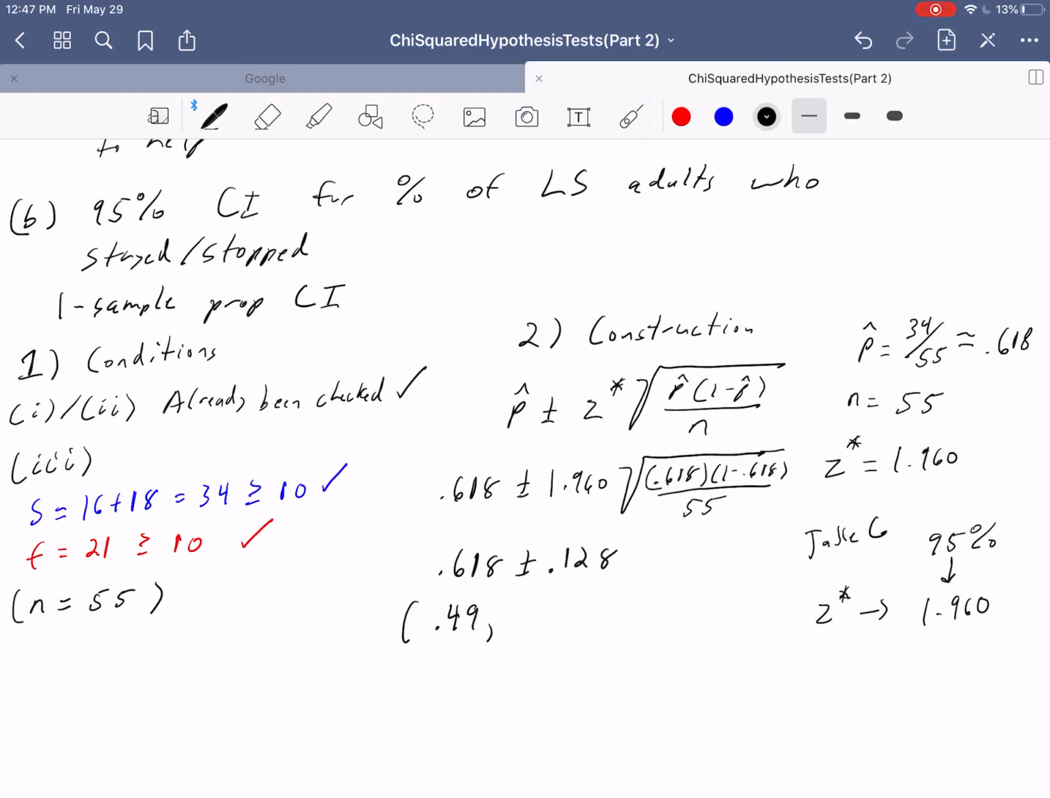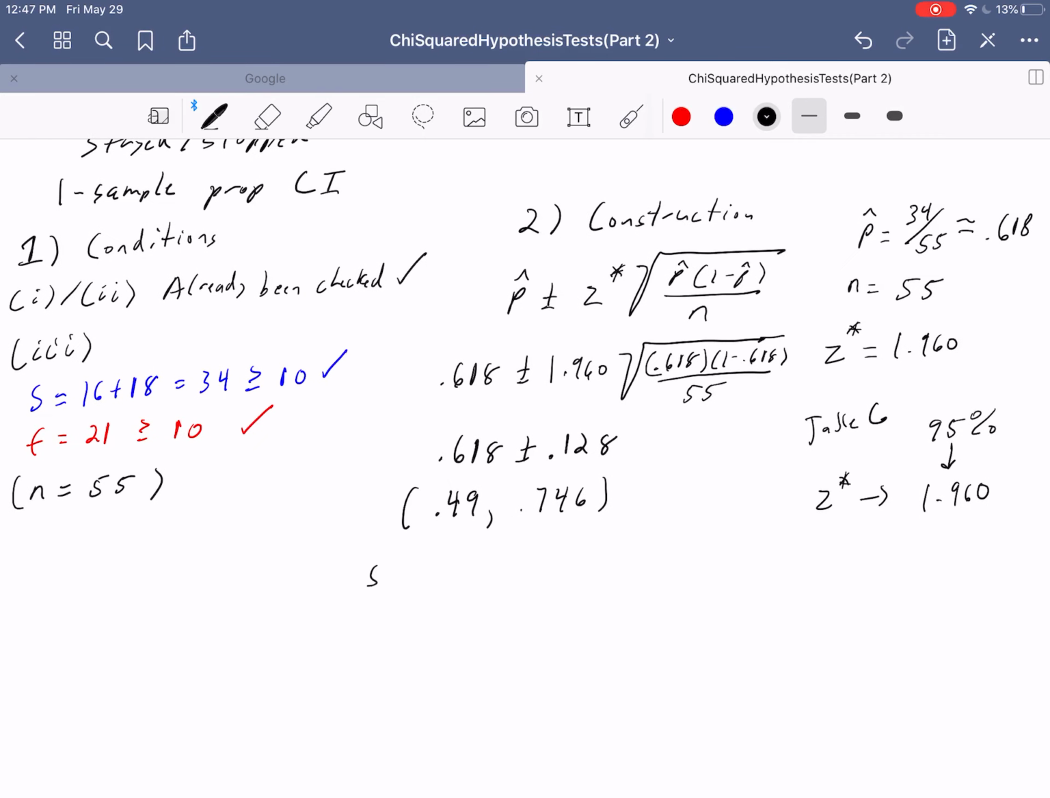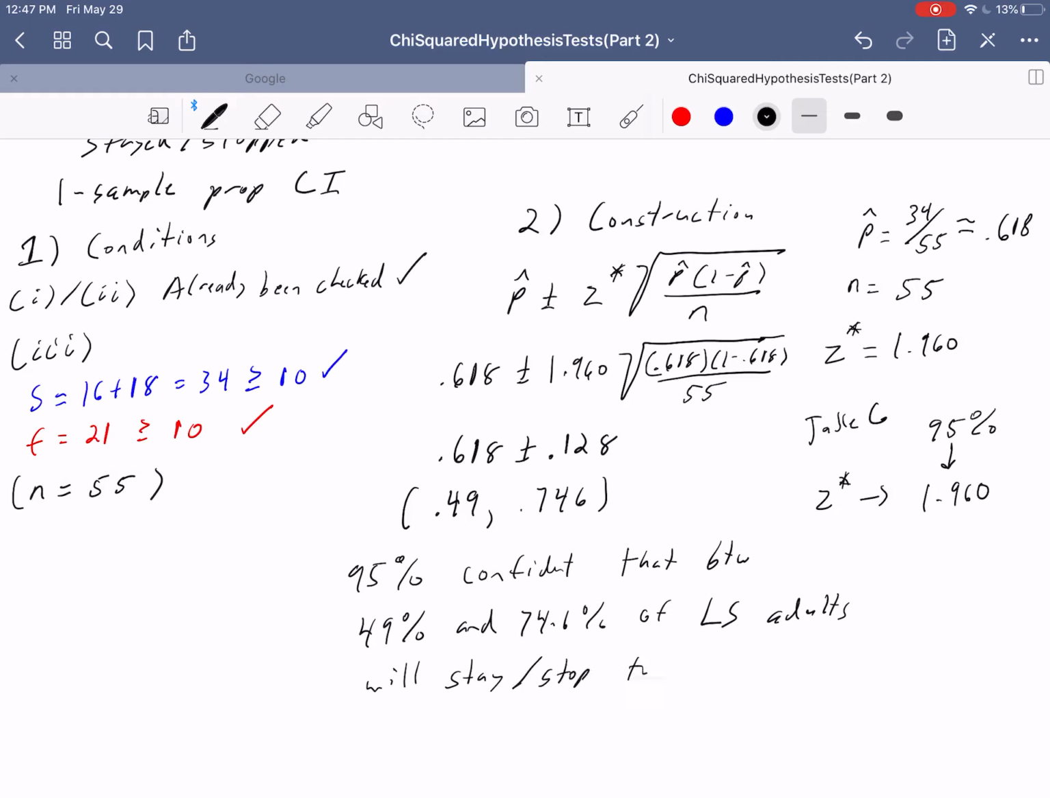And when we do our addition, we get 0.746. So we would say that we're 95% confident that between 49% and 74.6% of low stress adults will stay or stop to help. In other words, according to this data, if we have an individual under a low stress situation, there's somewhere between a 49% chance and a 74.6% chance that they will do something to help this distressed individual. They'll either stay to help or stop and help for at least a little while.